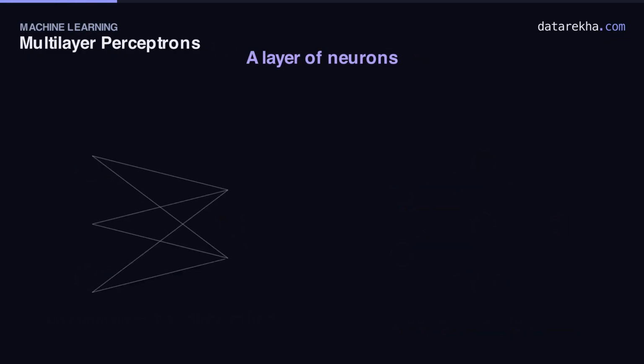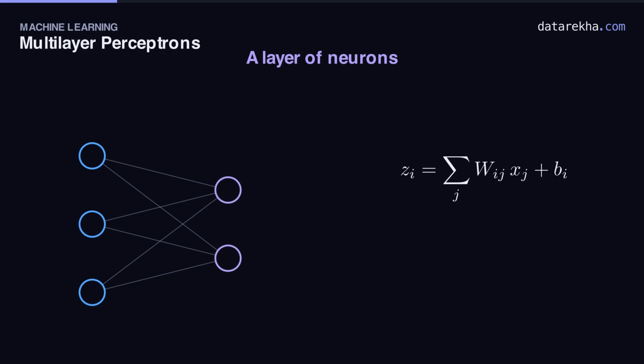Start with a single layer. A layer is just several neurons sitting side by side, and every one of them looks at all the inputs. Three inputs on the left, two neurons on the right, and each neuron has its own weights and its own bias. Neuron i computes its own weighted sum, a row of weights dotted with the inputs, plus its bias. That's z_i. Stack all those rows together, and the whole layer collapses into one tidy line.